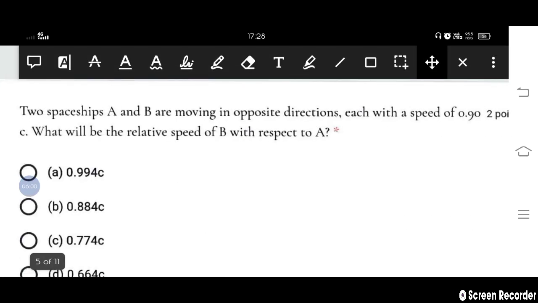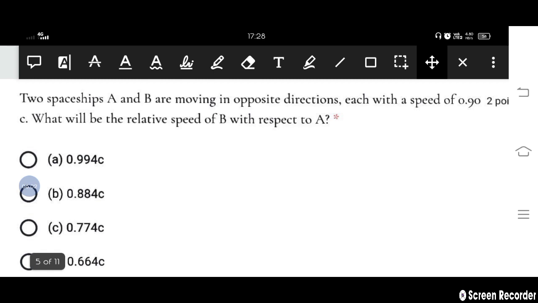Now moving to our next question. This is a numerical. Two spaceships A and B are moving in opposite direction, each with a speed of 0.90 c. What will be the relative speed of B with respect to A? So this question is based on the velocity which we find with the help of Lorentz transformation equations.